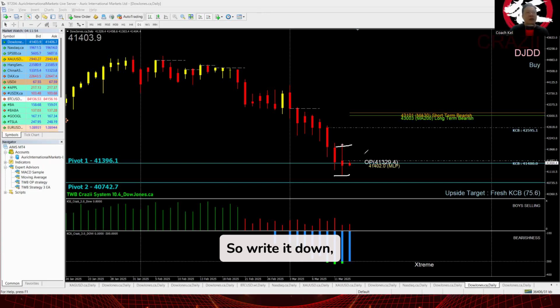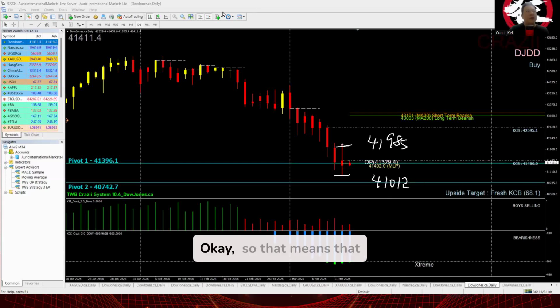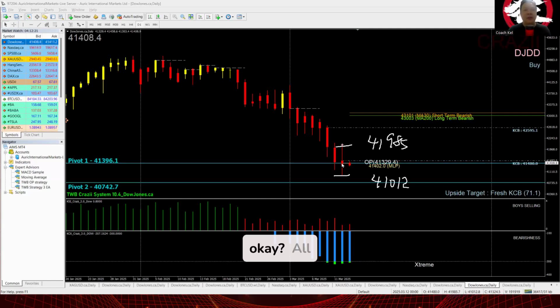So right now, 41,985. That's the high of yesterday. Now for the low of yesterday, that will be 41,012. Okay, wow, 41,012. My goodness. So that means that the range of yesterday was a huge 900-point range. It looks very small, yeah? But the range is really, really big, okay?